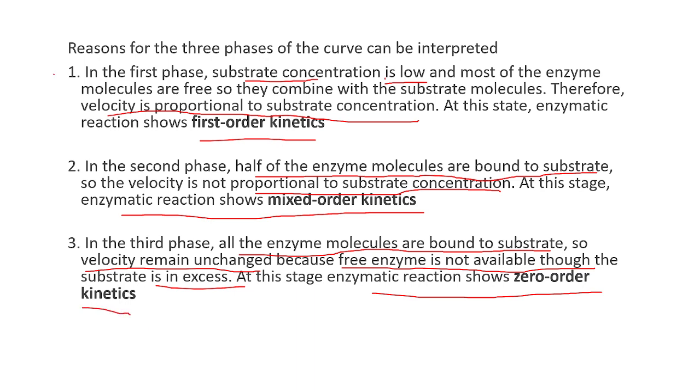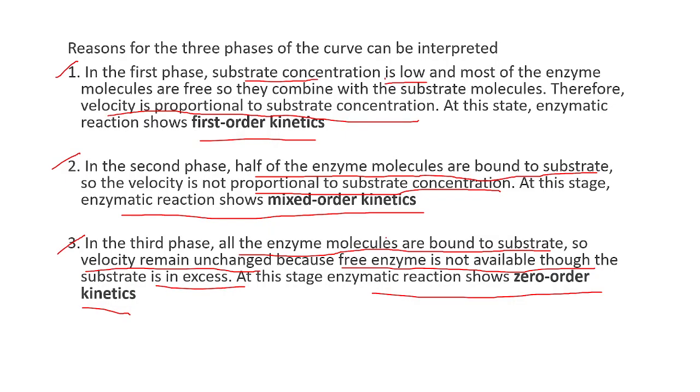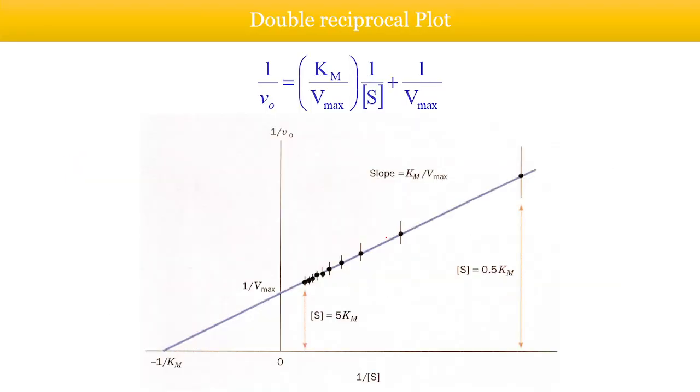So these are the three important phases of that reaction, and from the graph you can tell which phase you are in. In the first phase you are observing first order kinetics, then when it is half bound, that is your mixed order kinetics, and then it starts attaining zero order kinetics in this direction. Okay, so these are the three phases of the curve.